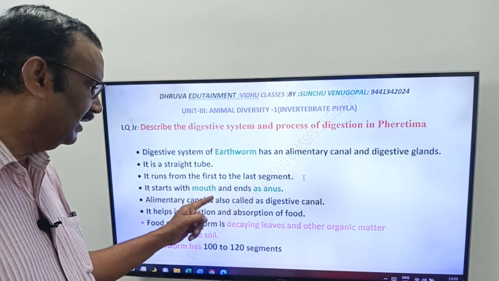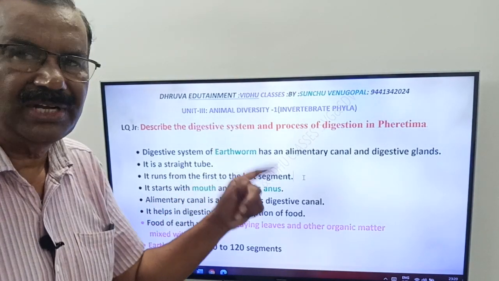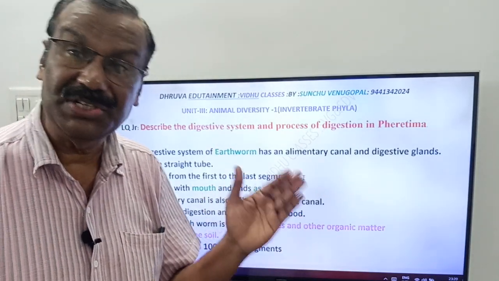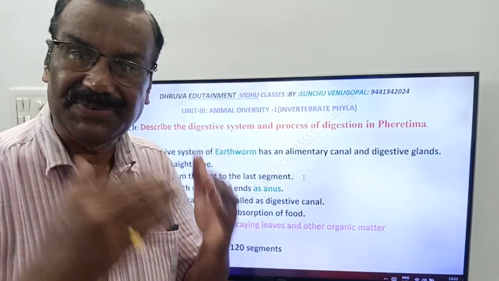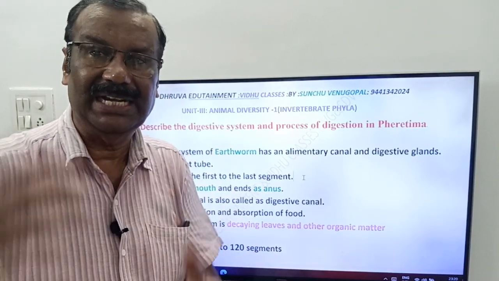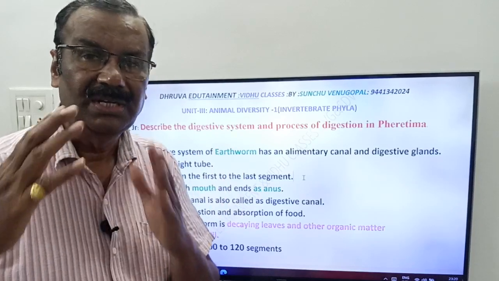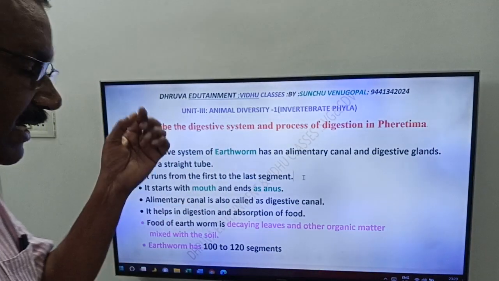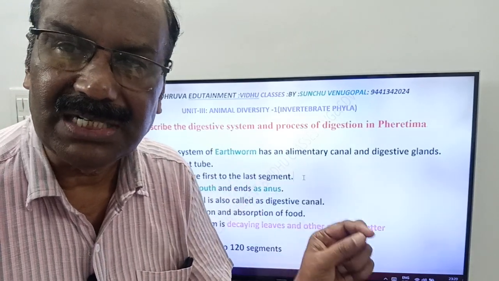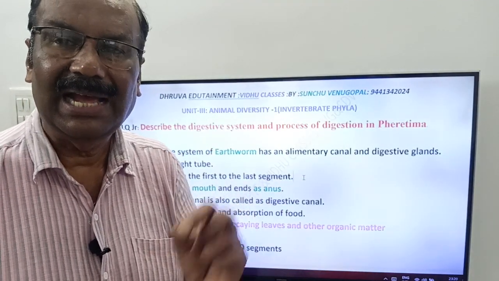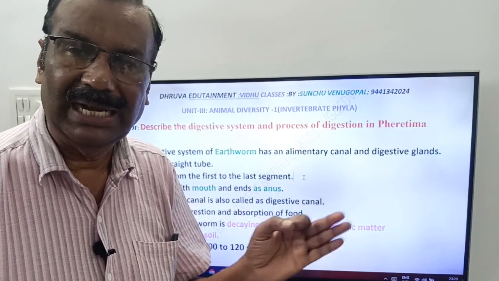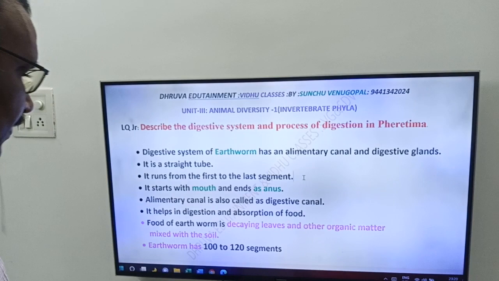It runs from the first segment to the last segment, friends. It is present from the first segment of the earthworm to the last segment of the earthworm. This alimentary canal starts with the mouth and ends as the anus.